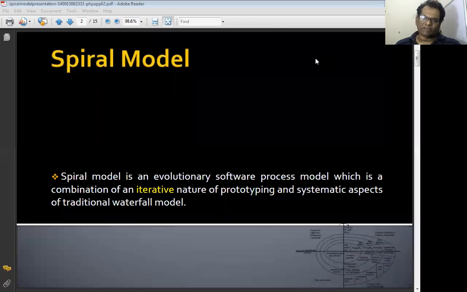Let's understand the spiral model in this lecture, and how it works in an appropriate manner, where we have to understand the SDLC, or the life cycle approach kind of strategies.